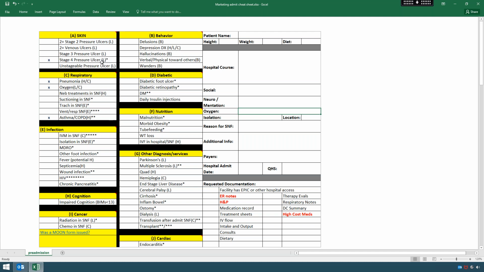And ding, ding, ding, ding, extra money, extra points for the asterisk. This is 1 NTA point. You'll see other things here that are multiple asterisks, and that would indicate how many NTA points you would get for that. So this person here, asthma COPD, two asterisks, 2 NTA points, plus a stage 4, now we got 3 NTA points.